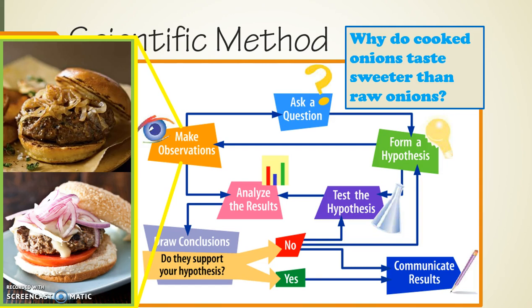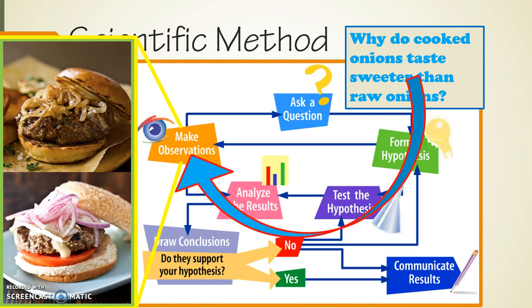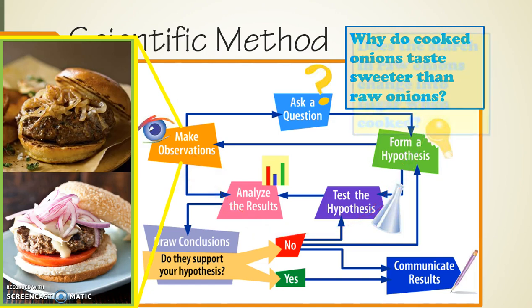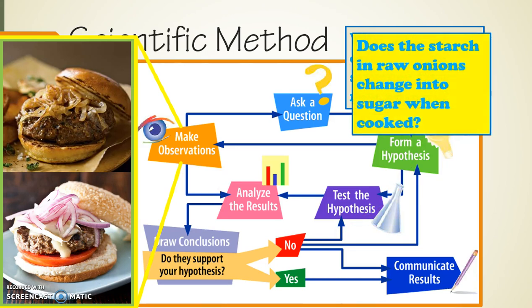Now, that's a good question, and it's what I'm automatically thinking, but I need to do a little more research into this. I need to observe what is making it not sweet, and I find out that onions have got starch in them. So this helps me come up with a better question that will make it easier to form a good hypothesis. I'm going to use the question instead, does the starch in raw onions change into sugar when cooked? That leads me into my next step, the hypothesis.